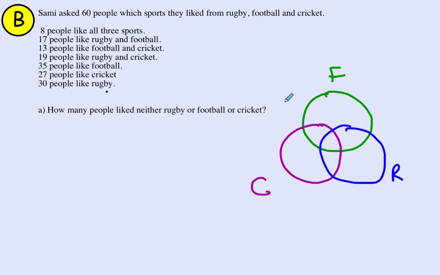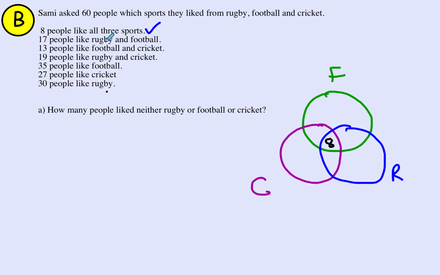First of all, we should start with plotting. So Sammy asked 60 people which sports they liked from rugby, football, and cricket. So let's just start off extracting the information. Okay, so right on top, I'm always going to quickly scan which one. We'll always start off with this space, which represents this space here, and that's if they like all 3 things, and that's right at the top. So that is 8.